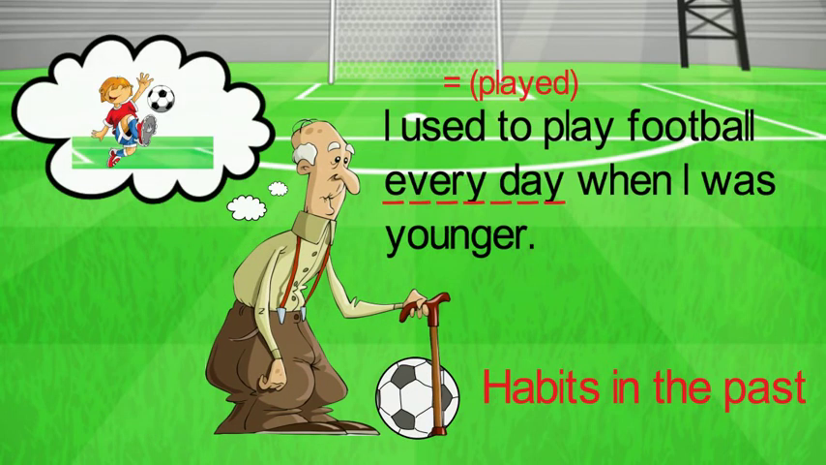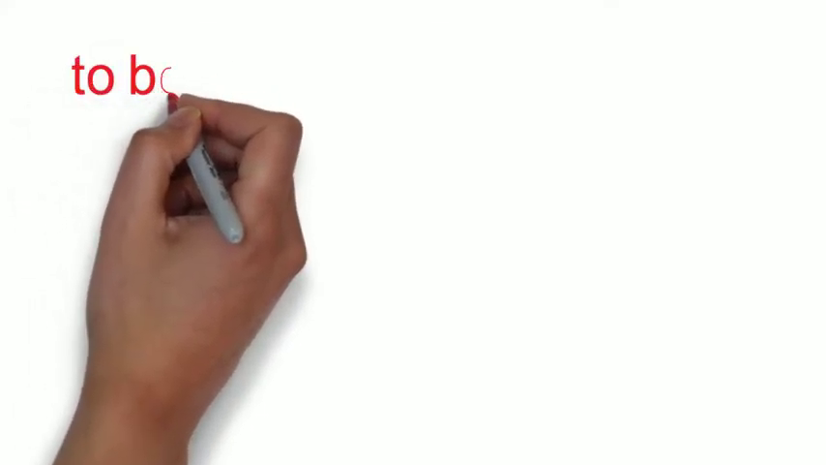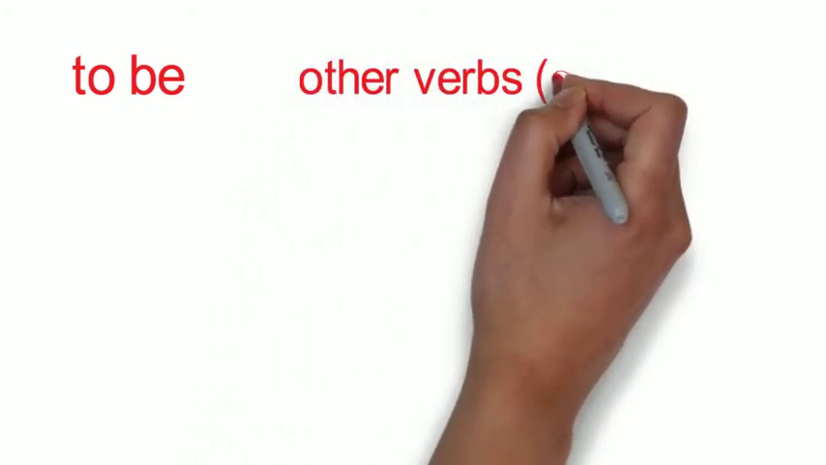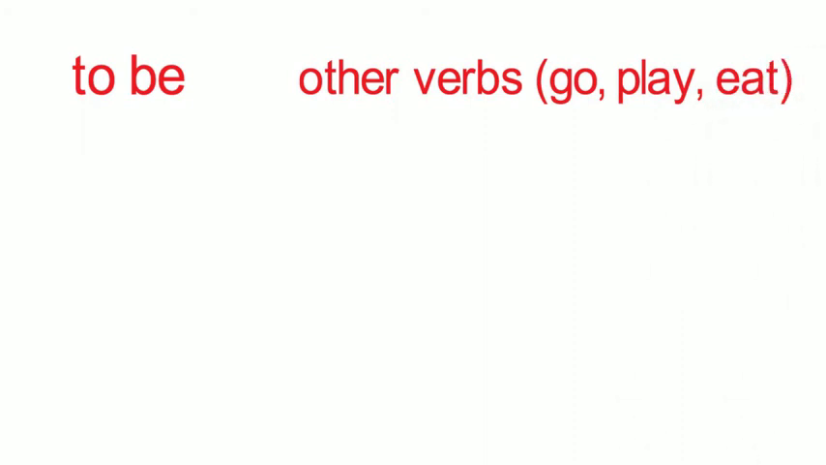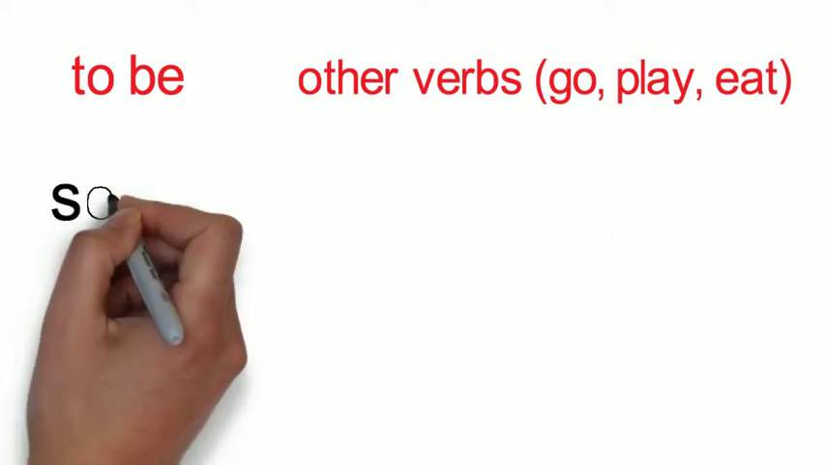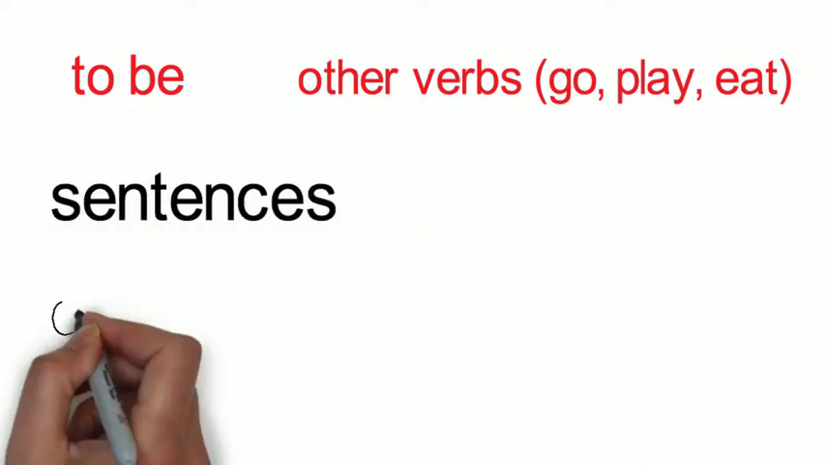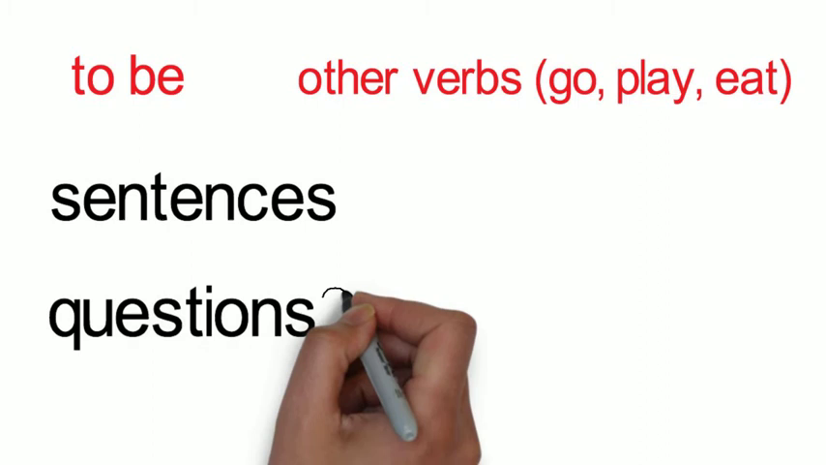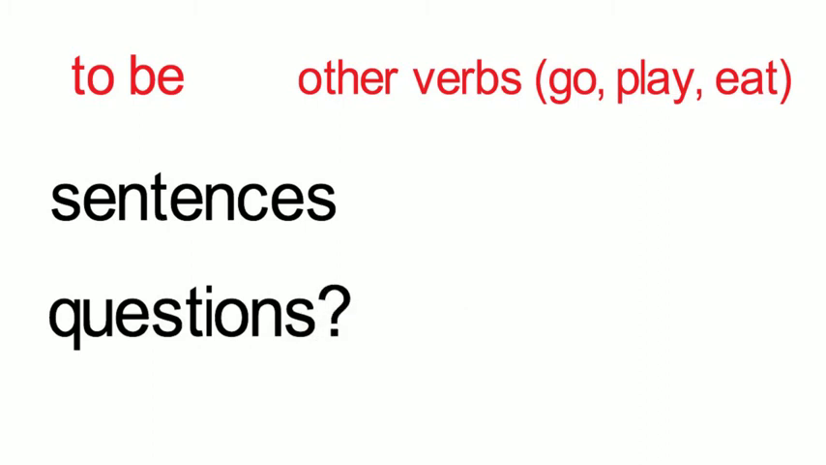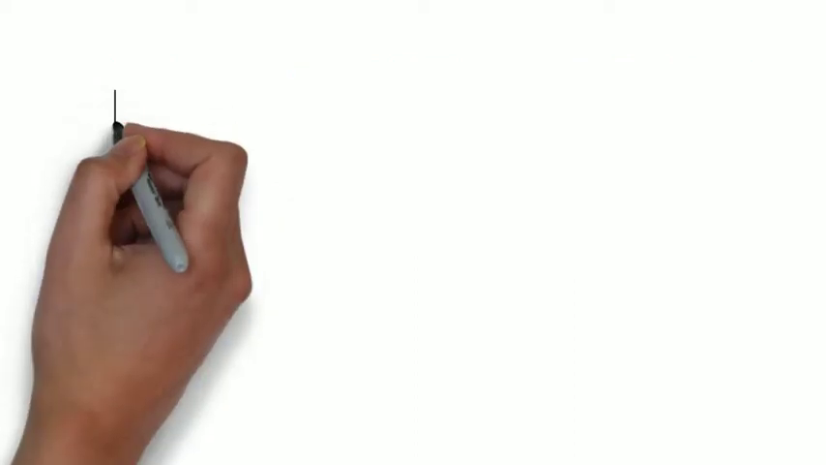Now we need to work out how to form the past simple tense. As we have seen before, there are two types of verbs in English: the verb to be and other verbs. In this presentation, I will show you how to use the verb to be as a sentence or as a question. First, let's look at sentences. The past tense of the verb to be is easy to form.